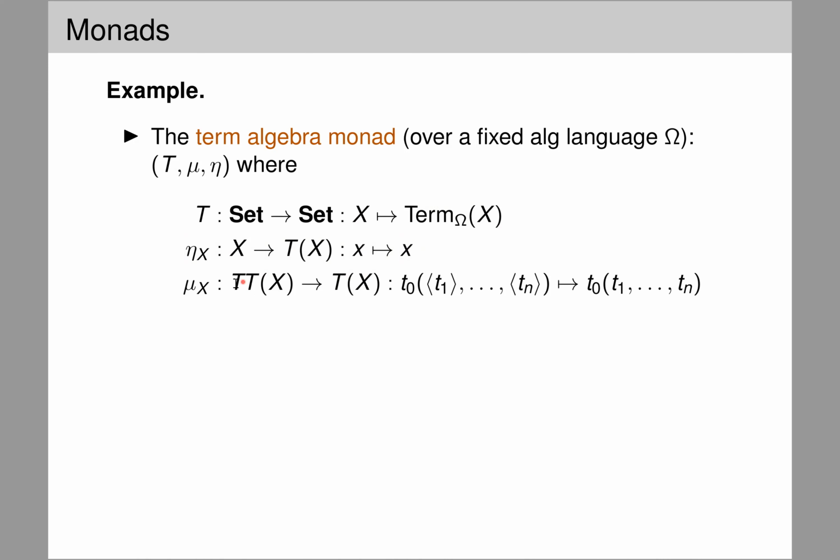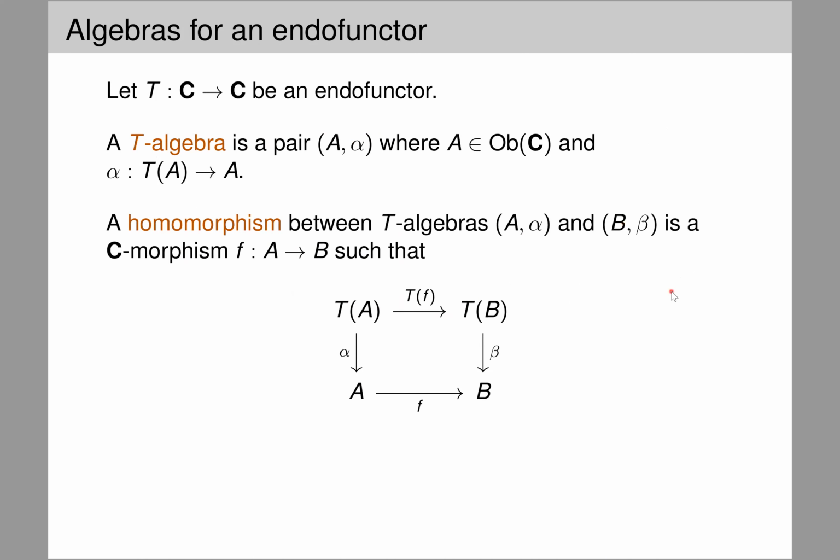And mu is just the substitution. So we take a term built on terms over X, a term where for each variable we substitute a term, and then just perform the substitution. So in the term algebra monad, mu is just substitution. And eta is the trivial map which takes x to x. And now with this infrastructure at hand, we can say what a T algebra is. If T is an arbitrary endofunctor, a T algebra is just a pair A, alpha, where alpha is a morphism from T of A to A.